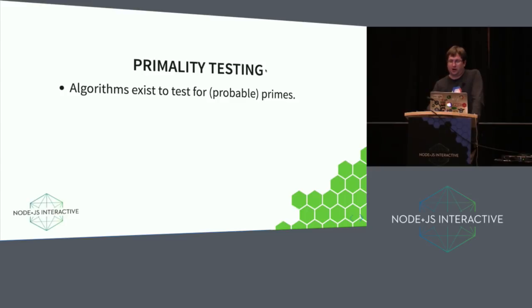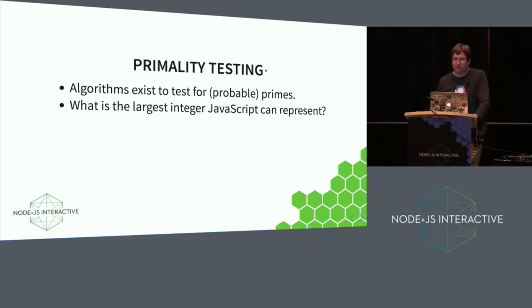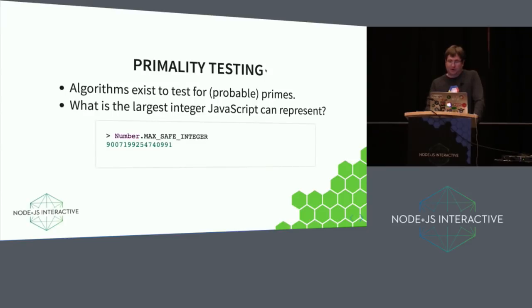You can look at The Art of Computer Programming by Donald Knuth. It has lots of algorithms for testing if things are probable primes. But you're going to hit a roadblock, and that roadblock is, what's the largest integer JavaScript can represent? If there's an algorithm for determining if something's prime, but JavaScript can only deal with numbers this big, well, that's kind of where your algorithm stops.